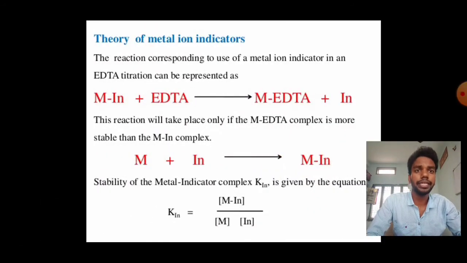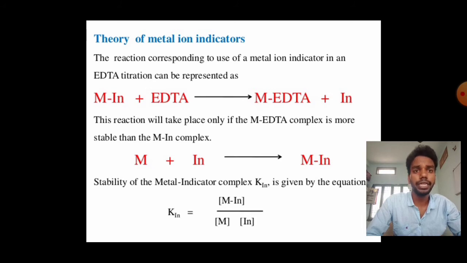Now, the theory of metal ion indicators. What is the principle actually? The principle of complexometric titrations. Let us take a conical flask. In the conical flask, we have a metal solution. Now adding indicator, metal indicator, plus EDTA, forming metal EDTA plus indicator. If you compare these two, metal EDTA is a stronger complex when compared to metal indicator. The indicator is also a complexing agent here. All metal indicators are complexing agents. They form complexes with the metal ions. So initially a metal indicator complex will be formed.